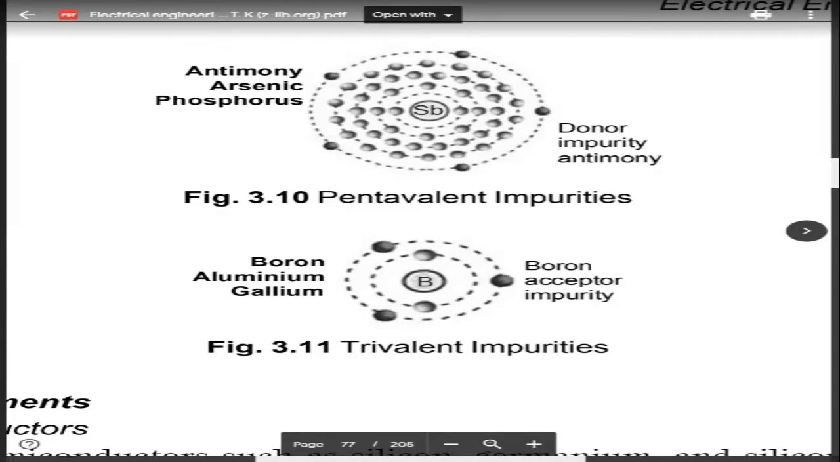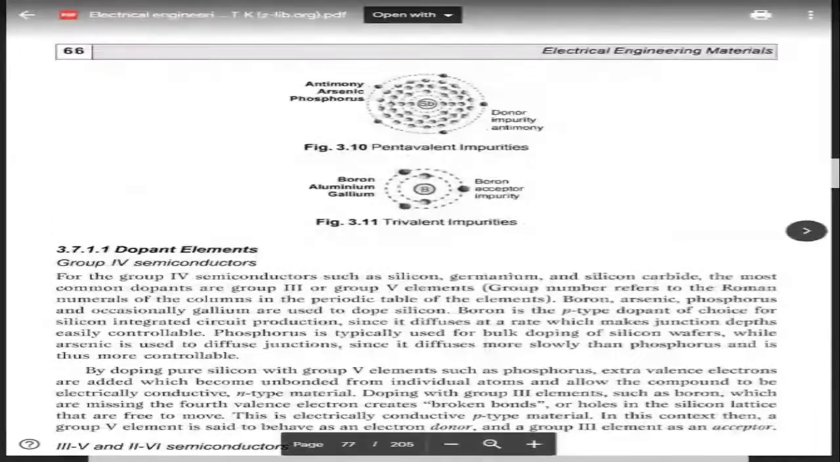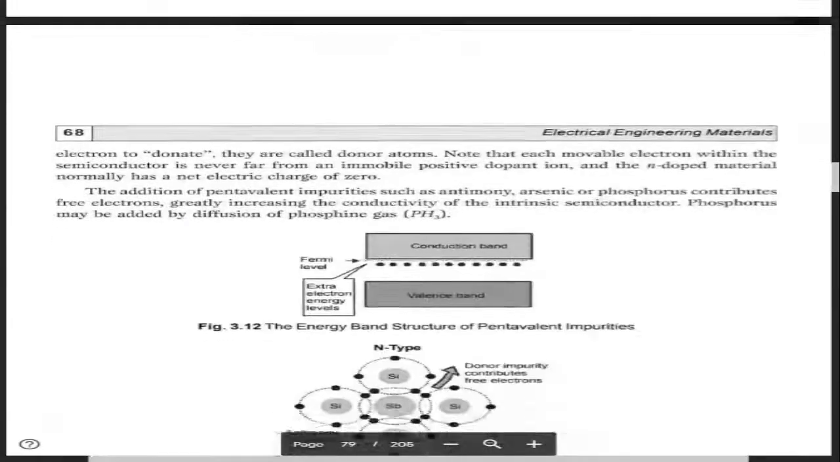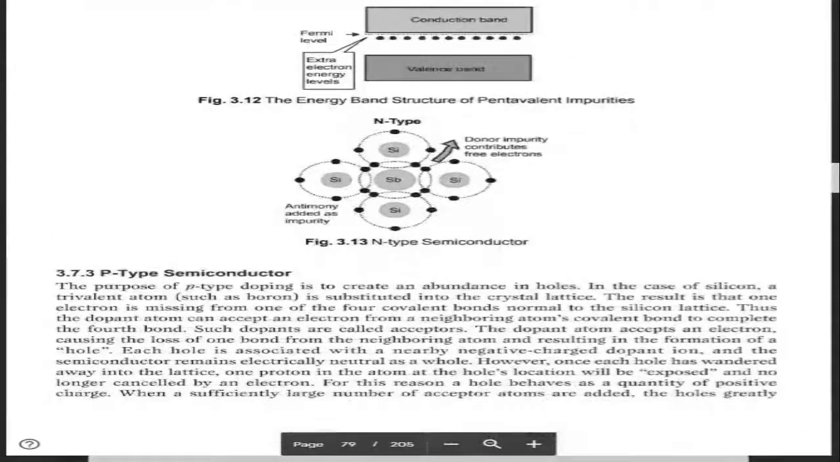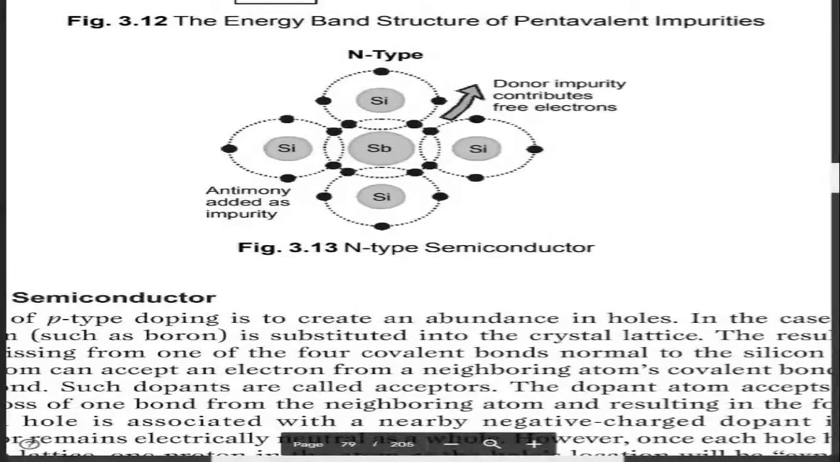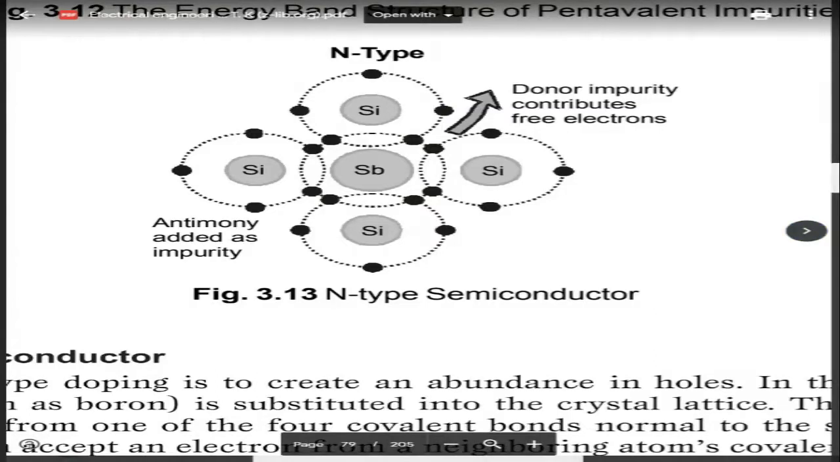Now, when we are adding this impurity, this trivalent and pentavalent impurity, what exactly is the change that happens in the structure of our semiconductor material that we are going to see? Say, for example, Si stands for the silicon atom. Can you see here? Silicon atom structure. Now in this, in the silicon atoms, 4 atoms are there and they are sharing an impurity here.